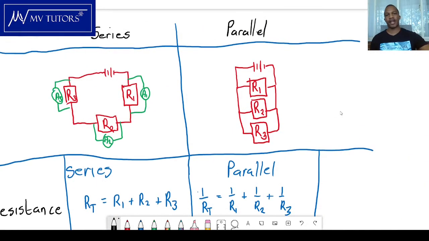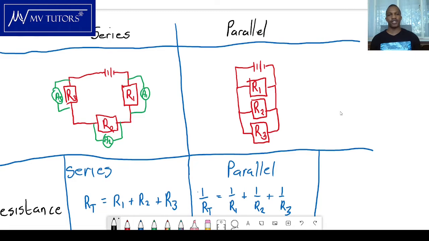So remember, current acts like water. So these are water pipes. If you put water there, the water is going to separate into 3 parts. So some water will get in R1 and continue, and then some will get in R2 and continue, finally to R3. So they will all branch off.